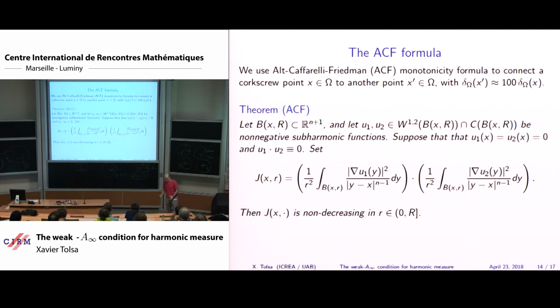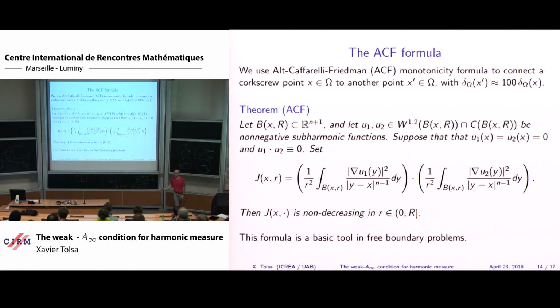because it's scaling invariant, it is non-decreasing in R. Well, you can think that this is something very technical, and perhaps a curiosity, but in fact this is a basic tool in free boundary problems.